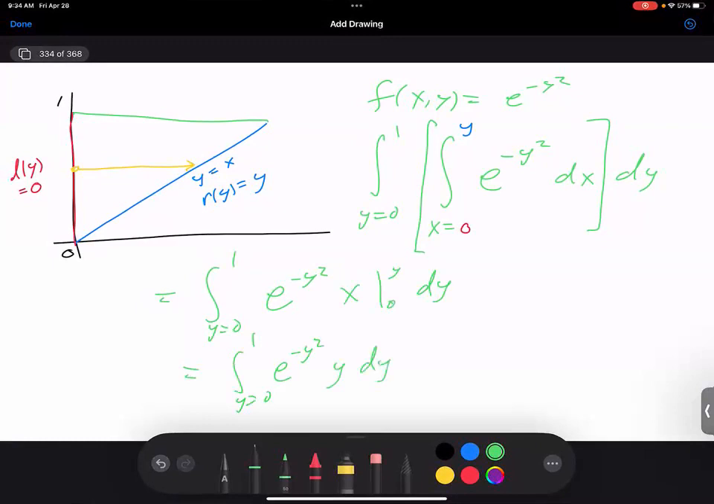Can that integral be done? Is there a function that has derivative e to the negative y squared y? Yeah, we could do a u substitution. So if we let u equal y squared, y goes from 0 to 1 becomes u goes from 0 to 1. Du is 2y dy, or y dy equals 1/2 du. So this is just the integral u goes from 0 to 1, e to the negative u times 1/2 du. So it's just 1/2 e to the negative u... I'm sorry. Why did I switch the order of integration?